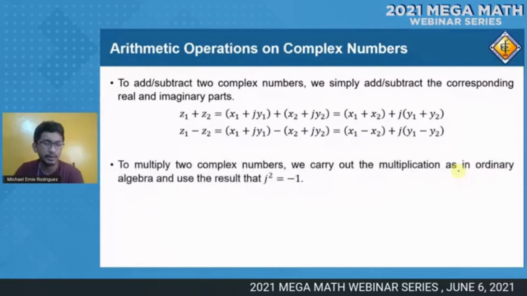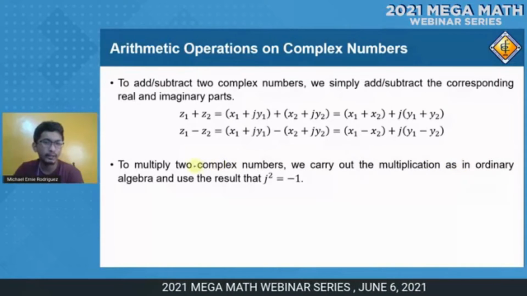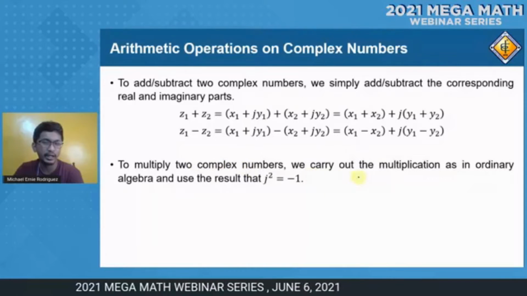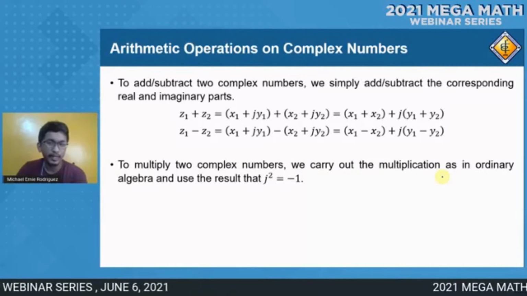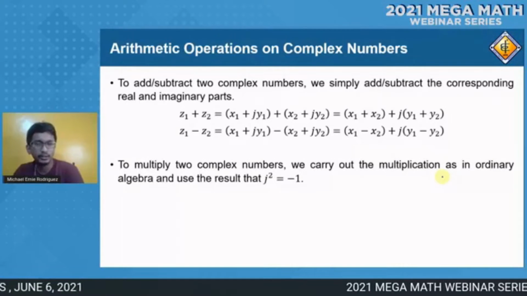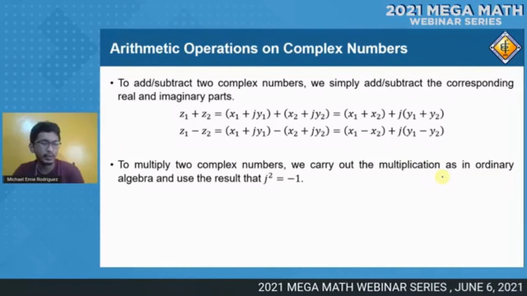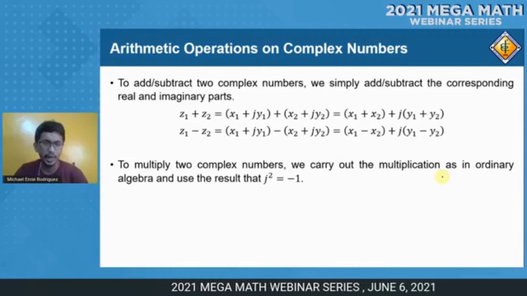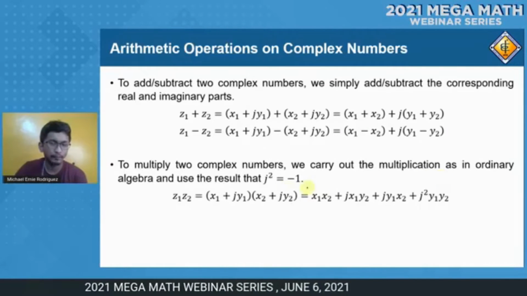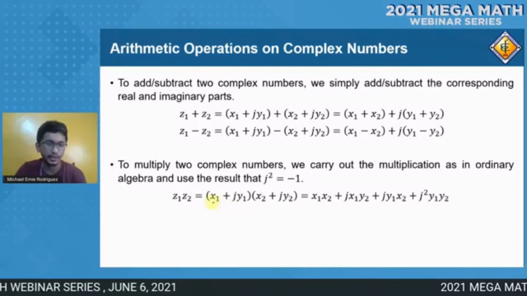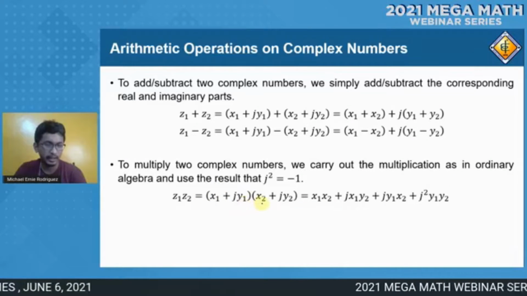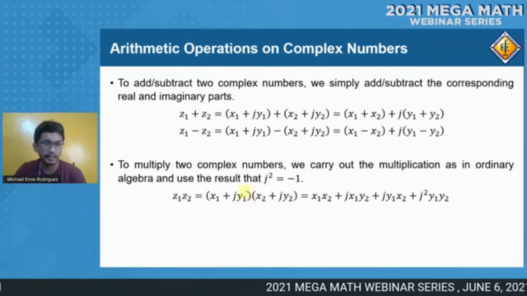And then the next is multiplication. So when you multiply two complex numbers, we carry out the multiplication as in ordinary algebra. FOIL method, pwede rin gamitin dito. And we use the result that j squared is equal to negative 1. So, FOIL method, so we have two complex numbers, x1 plus jy1 and x2 plus jy2, multiply natin.